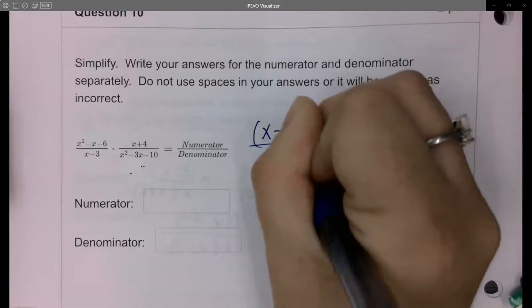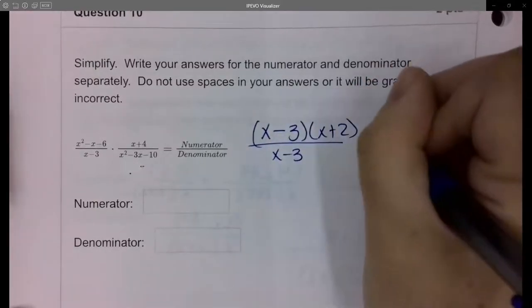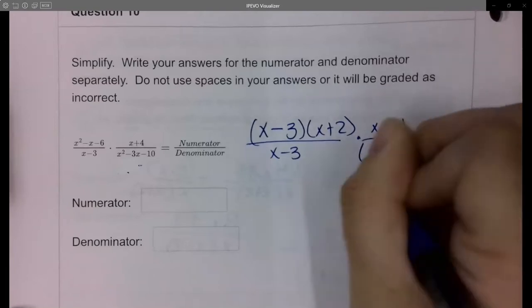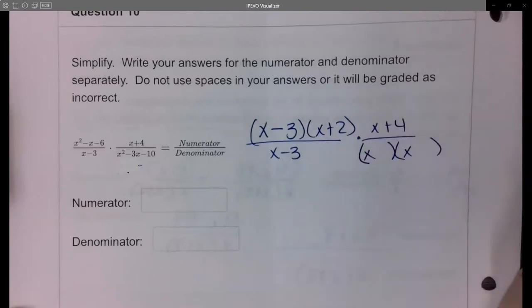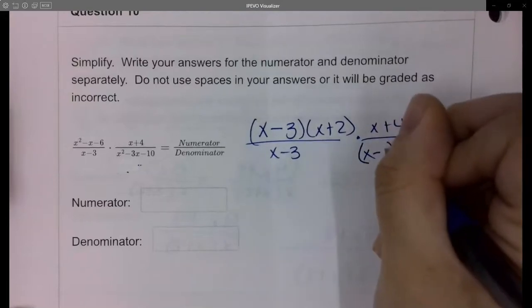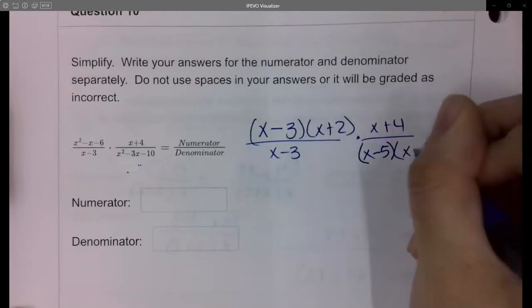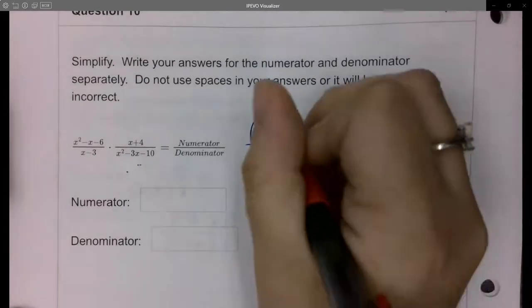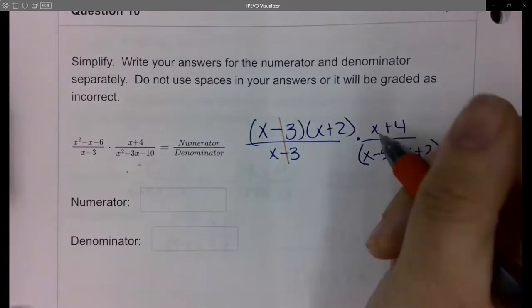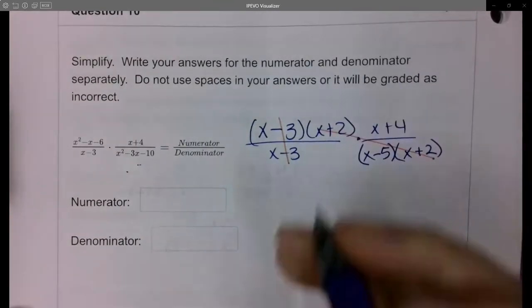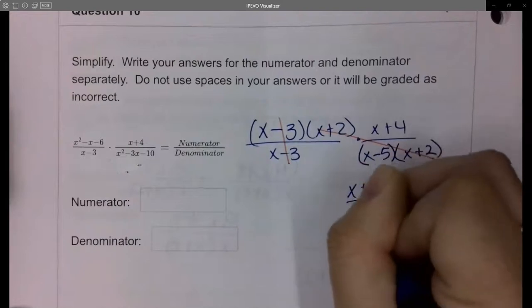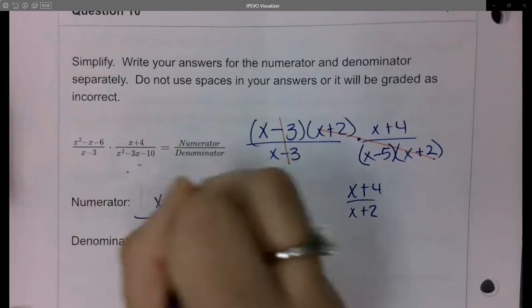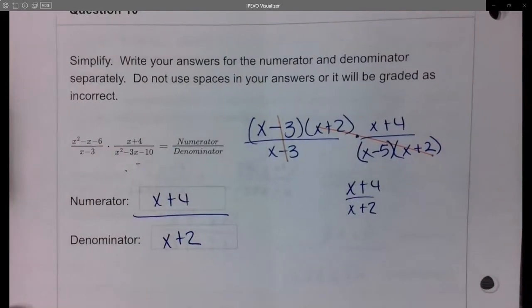It's still over x minus 3. The second fraction was x plus 4 over this one, which factors the denominator. I'm looking for what multiplies to negative 10 and adds up to negative 3. This is going to be negative 5 and positive 2. Then I want to look for what I can cancel out on the top and bottom. I can cancel out the x minus 3's and the x plus 2's. That just leaves me with x plus 4 over x plus 2. Remember, this is again like a giant fraction.